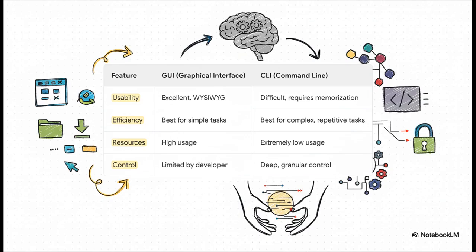And this really lays it all out, doesn't it? The GUI, it absolutely wins on usability. It's that what you see is what you get world. But look at the CLI. It just dominates when it comes to efficiency for those complex, repetitive jobs. And the control? It gives you this deep, granular control over everything. See, a GUI is always limited by the buttons the developer decided to give you. But a CLI? It's only limited by what you know.